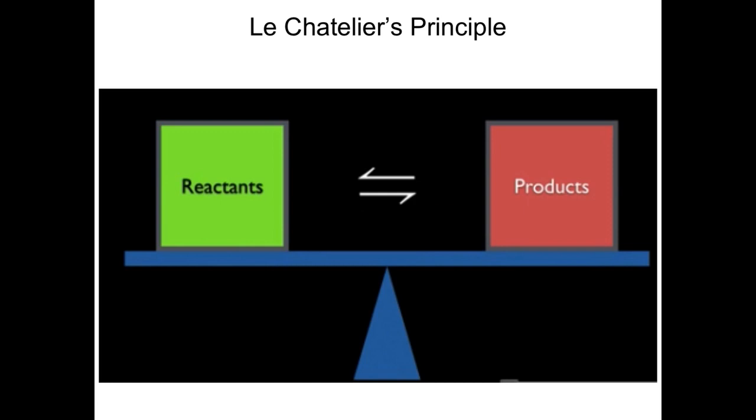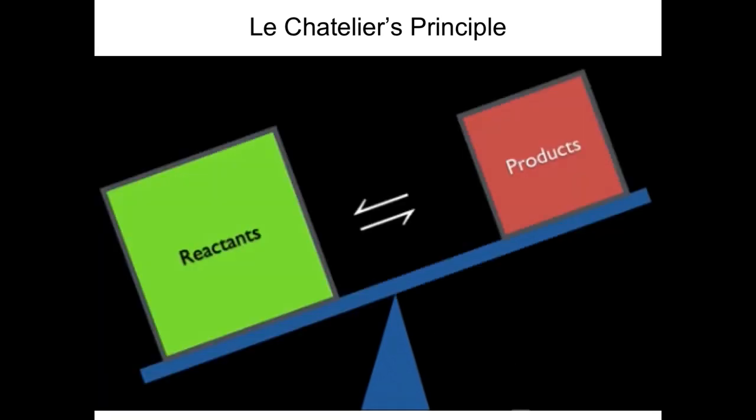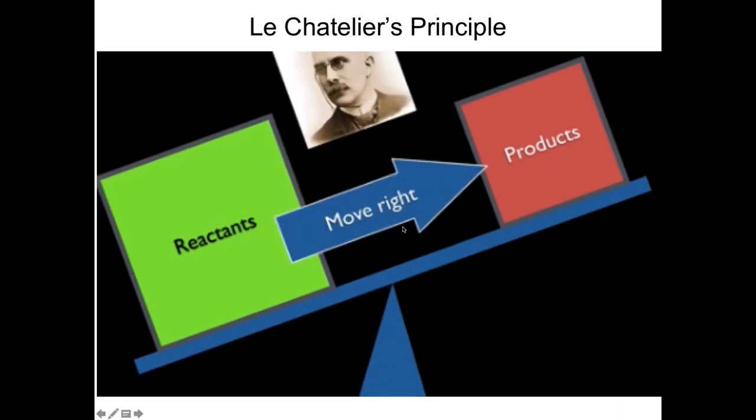For Le Chatelier's principle, what's going to happen is you have reactants and products, and you're going to influence the reaction, and the reaction is going to move in the opposite direction. So what's going to happen here is if you have more reactants that you add after it's in equilibrium, it's out of balance, the reaction wants to go the opposite direction, so it's going to move to the product side, and we're going to get movement to the right.